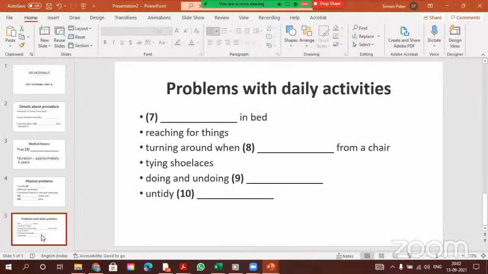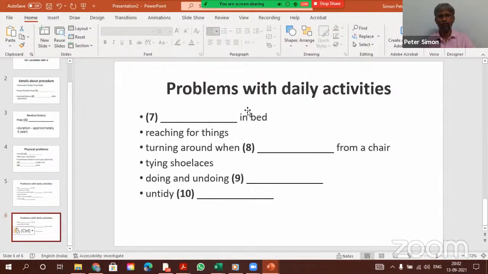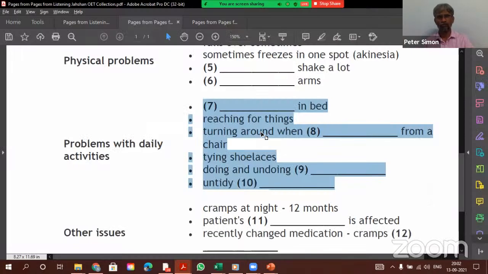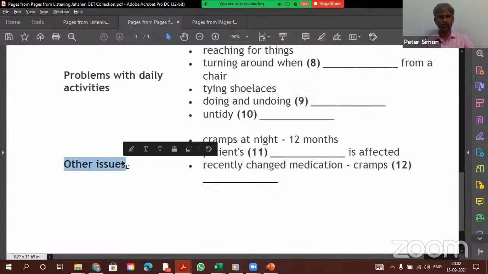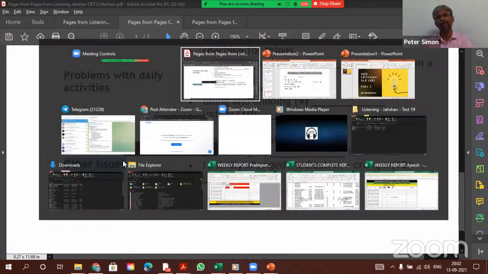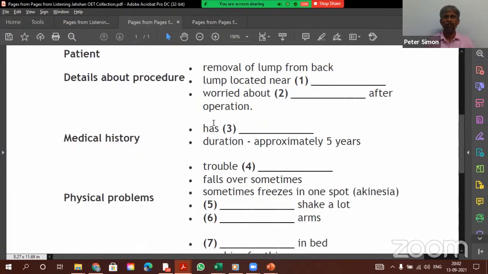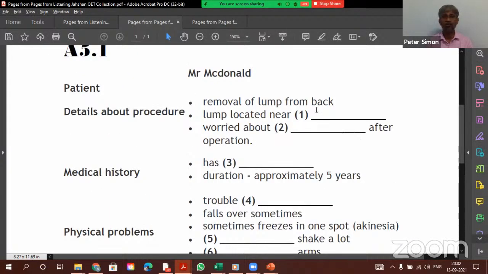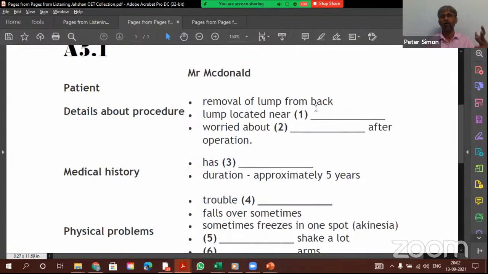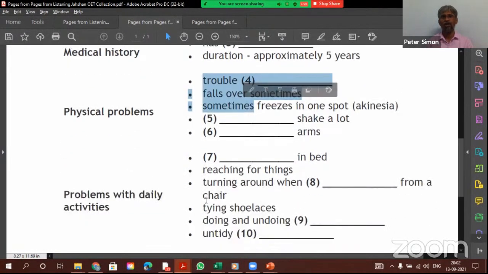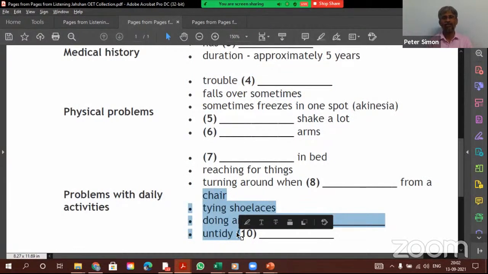Next one, the last one, questions 11 and 12. Other issues. So here there are 4 paragraphs. This is a letter. There are 4 paragraphs. First one, general introduction, where you talk about Mcdonald and his problem. Then the history, then the other problems, and then the problems with daily activities.